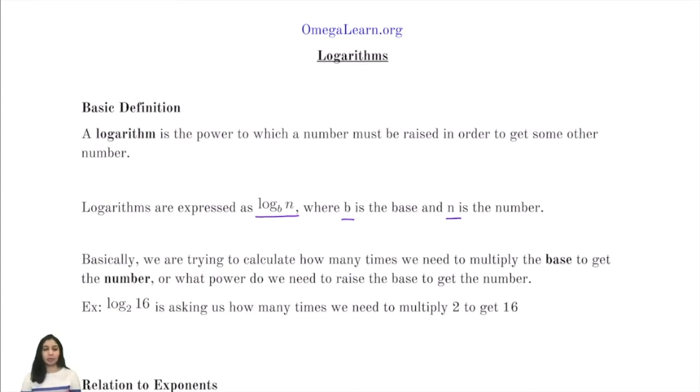So let's look at a quick example. When we're trying to find log base 2 of 16, we want to find how many times we need to multiply 2 to get 16. So in this case, we have 2 times 2 times 2 times 2 equals 16. So log base 2 of 16 is equal to 4, because we needed 4 2's to get 16.